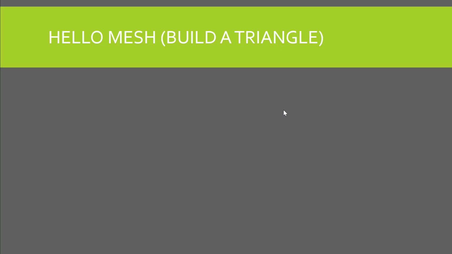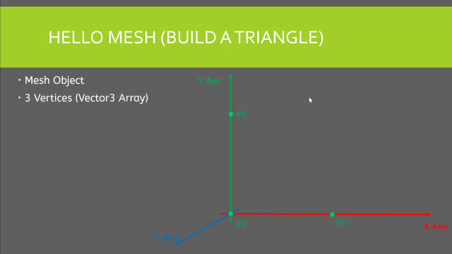Before we start coding, let's quickly review what we are going to do. In the next code, we are going to build a triangle since it's the basic shape of geometry. And here are the steps for how to do it. First, we are going to create an empty mesh object. Then we are going to create a Vector3 array to assign 3 vertices or 3 points as discussed last time.